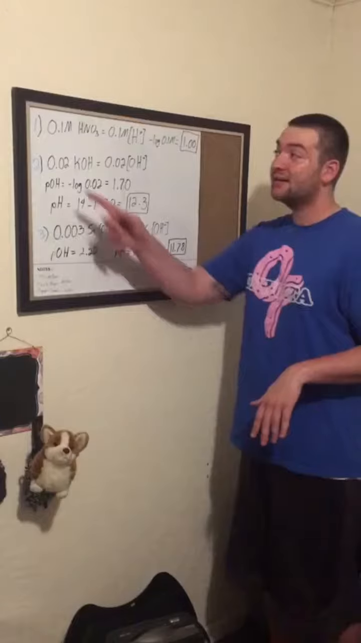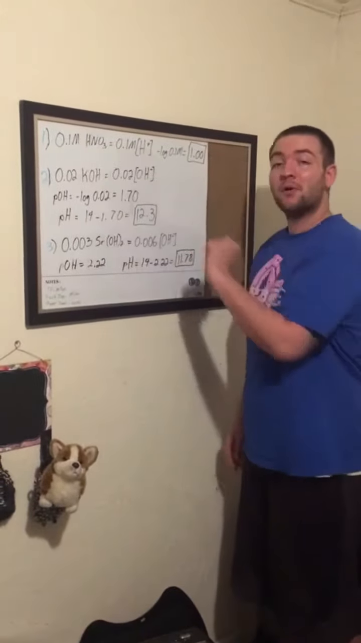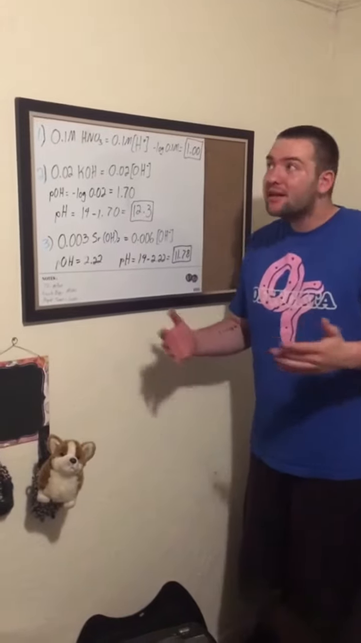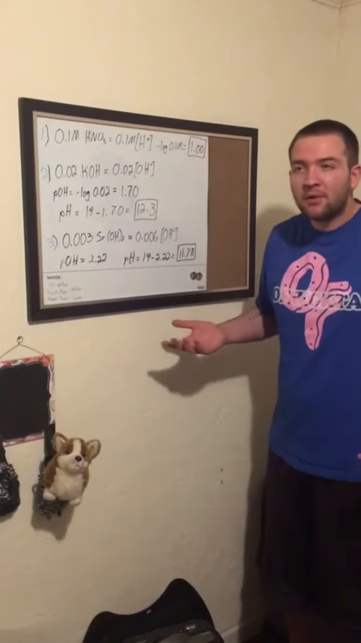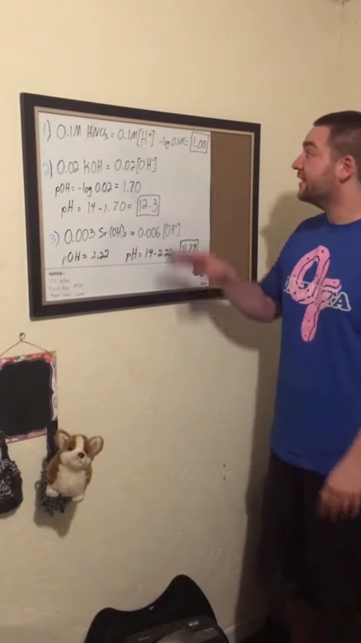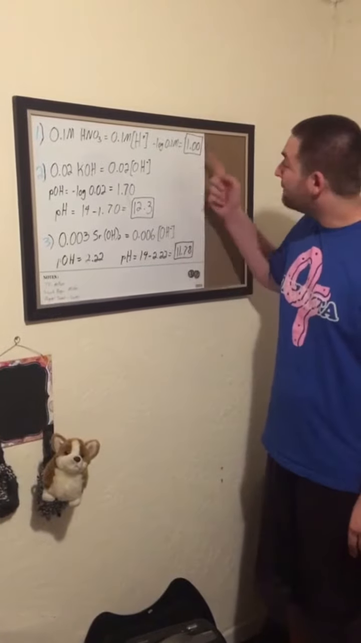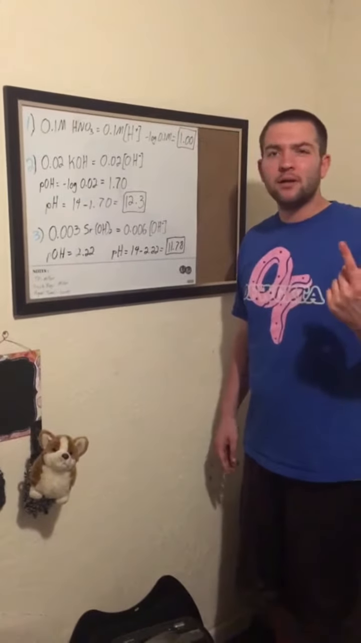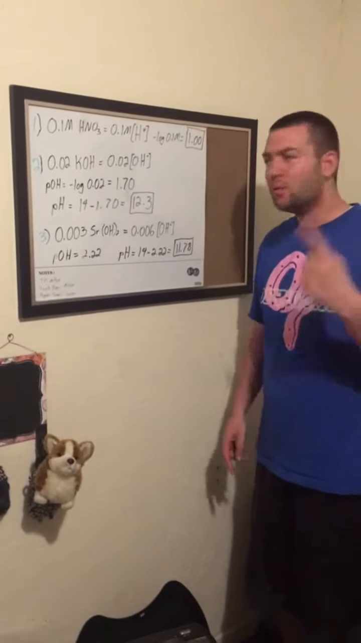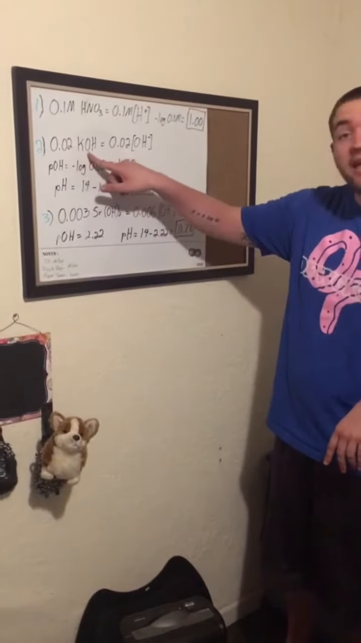Let's find out. Number 1, 0.1 molar nitric acid. Guess what that means? 0.1 molar hydrogen ion. That easy. Take the negative log of that. We got a pH of 1. Number 1, because we're the best. Not 2, 1.